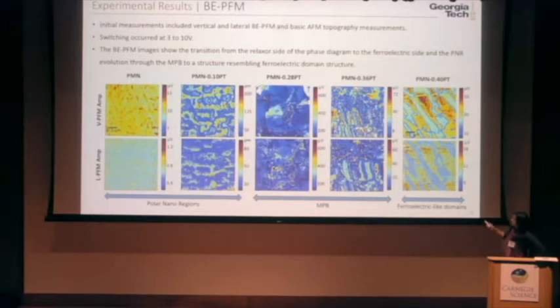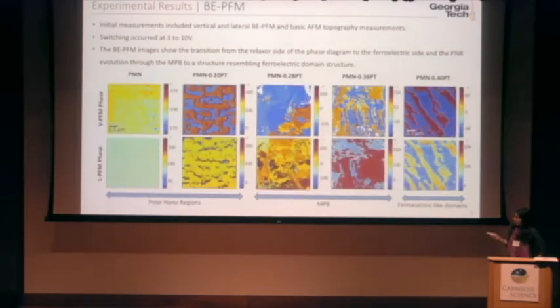And at the end, when we go to the tetragonal side, we do have structures that really look like ferroelectric domains. In fact, if you look at the phase of the response, again, we reproduce similar things, minus the fact that I really want to show you how we have a very, very high density of domain structures in the morphotropic phase boundary region.